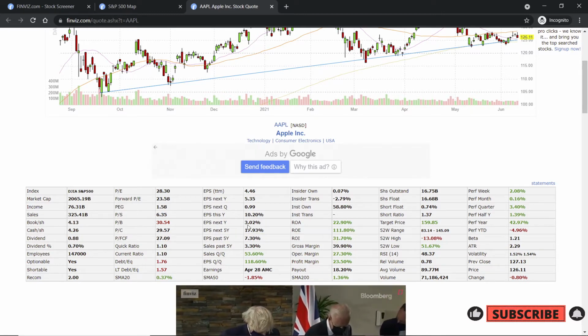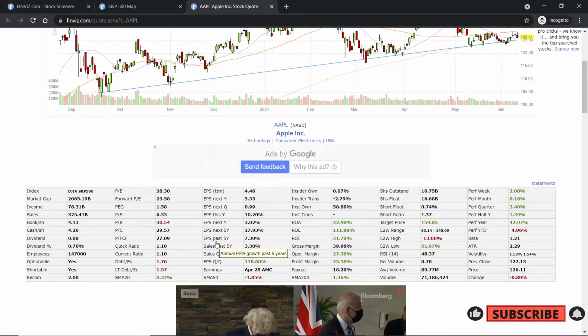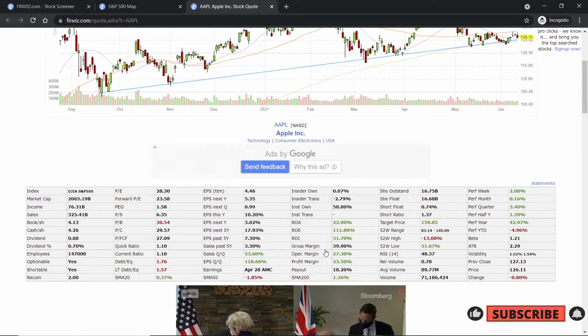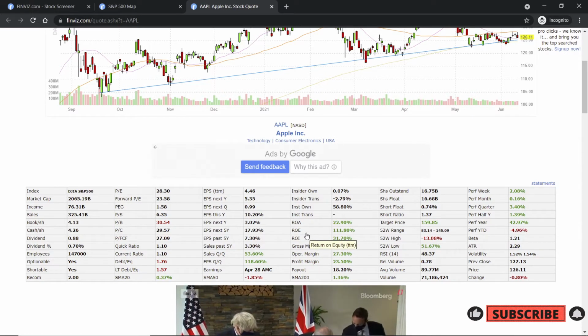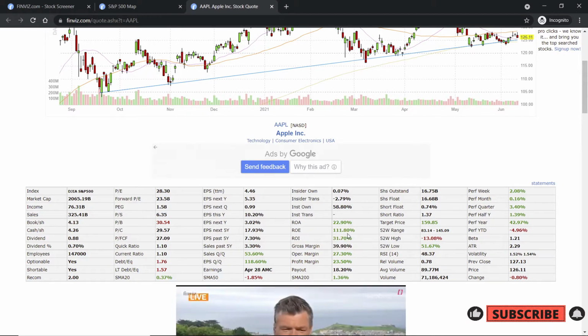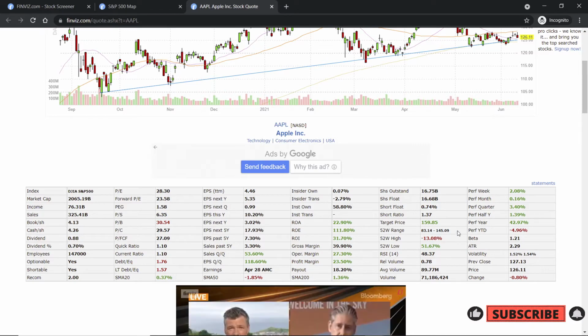Quick ratio. Look at the EPS, 10.2. For next year it is 3.02%. Next 5 years, 17.93. Past 5 years, 7.30. Okay. And ROE, shareholders' equity, it's 111.8%. ROI is 31.7%, which is great.